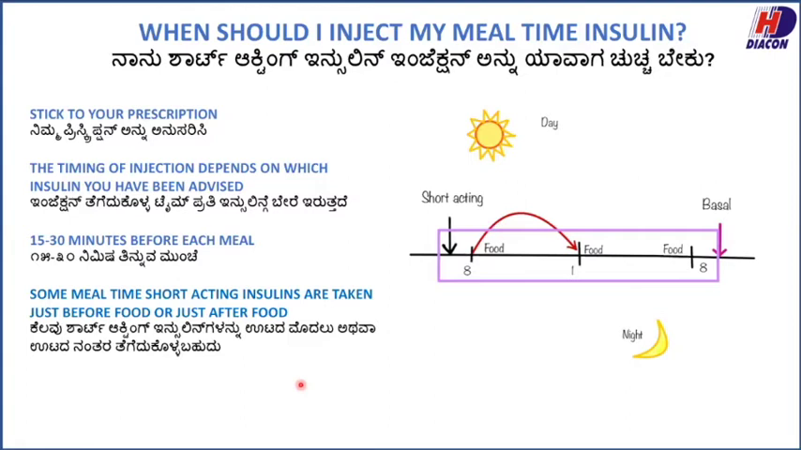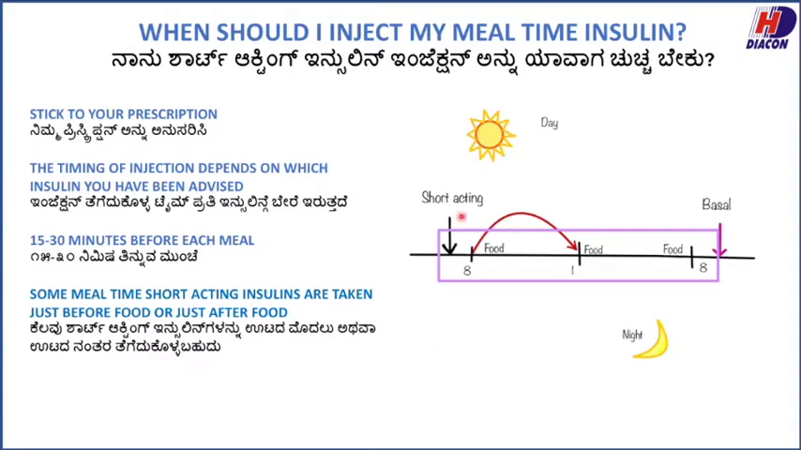Some insulins need to be taken half an hour before eating, and some need to be taken 15 minutes before eating. Some newer insulins, like the faster aspart, can be taken even just before food or even after completing the meal. So it really depends upon which insulin you're taking. So what you need to do is check with the doctor, sit with your prescription, ask them when you need to inject the insulin, and follow the same.